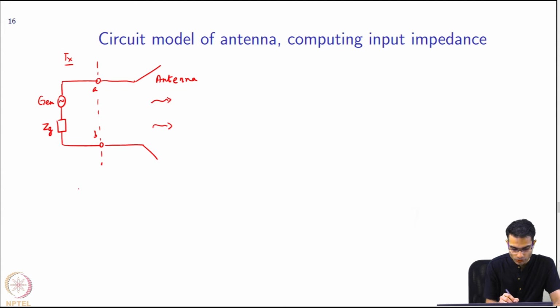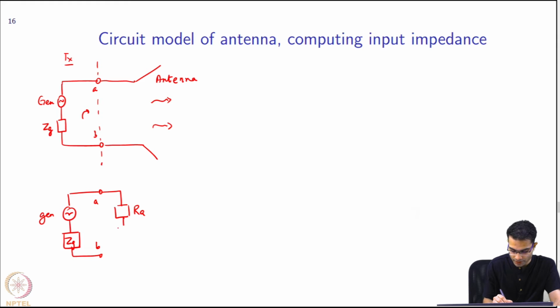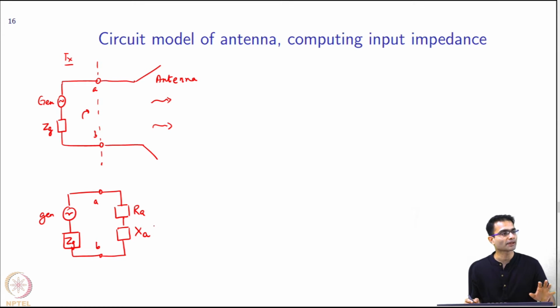It's very simple. Looking from here, this whole thing can be replaced by yet another impedance. So this generator remains here, I have some Zg, and this is my port A and B. There is some resistive part and some reactive part. So the antenna has been replaced by this lumped parameter, and together this is Za.